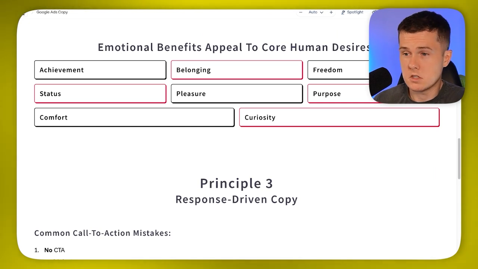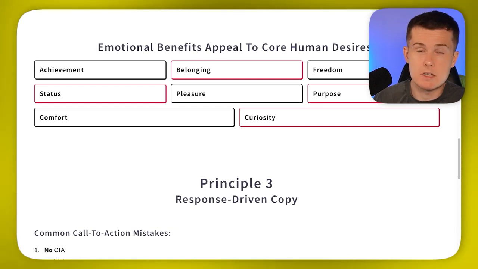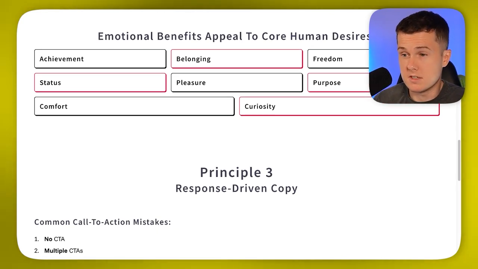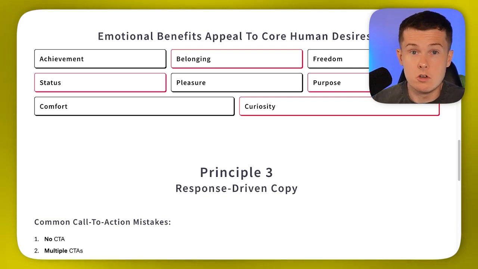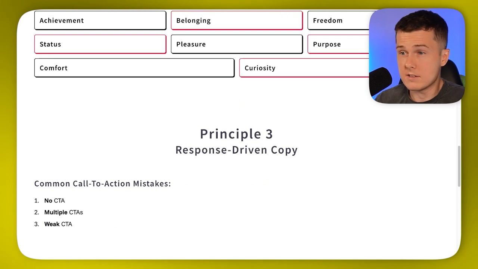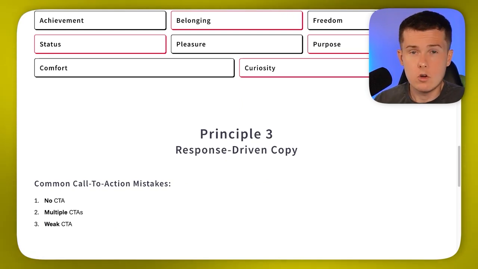So first is no CTA at all. Your ad just ends. People read it and think, that's nice, and then move on with their lives. Second is multiple CTAs. Shop now, learn more, check out our bestsellers. You're given too many options, so you choose none of them. And then the third is weak CTAs. So things like learn more, click here, or shop all. They're creating no urgency and giving no compelling reason to act.